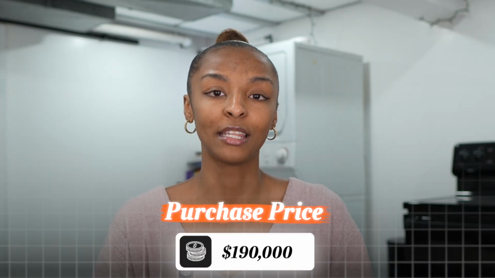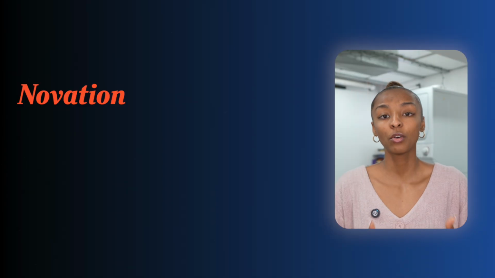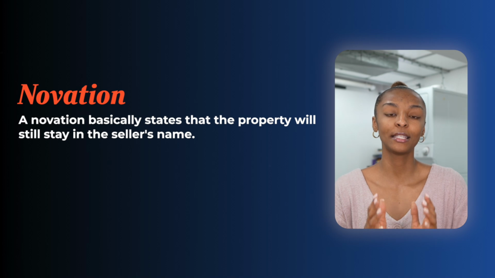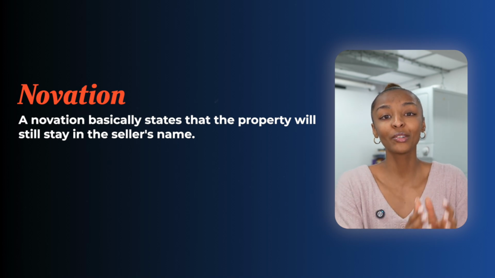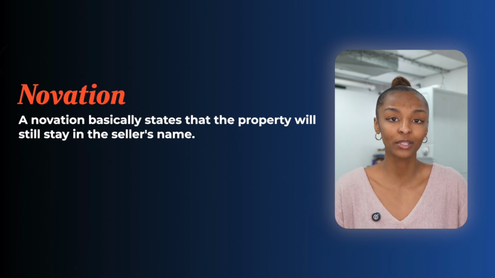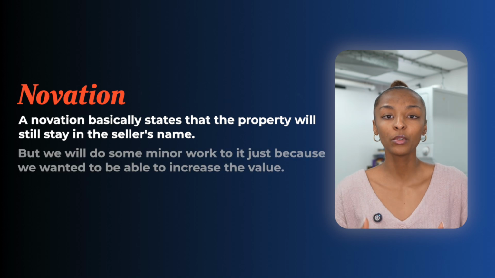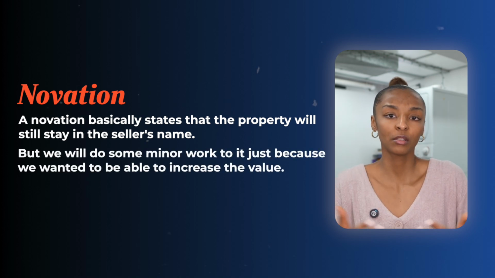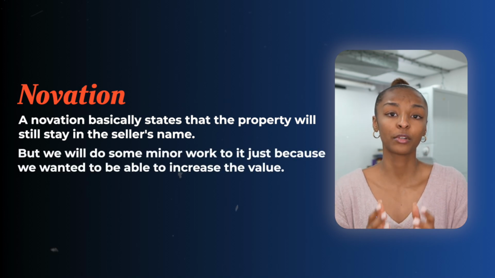But we told her the way we can make this work to be able to move forward with this deal is we would need to do a novation. And we told her that a novation basically states that the property will still stay in the seller's name, so it will still stay in your name, but we will do some minor work to it just because we wanted to be able to increase the value.